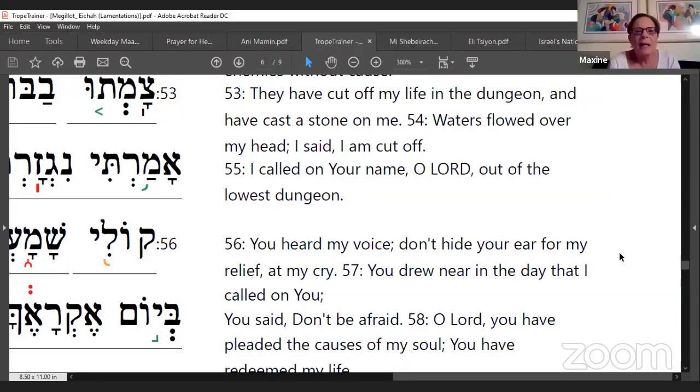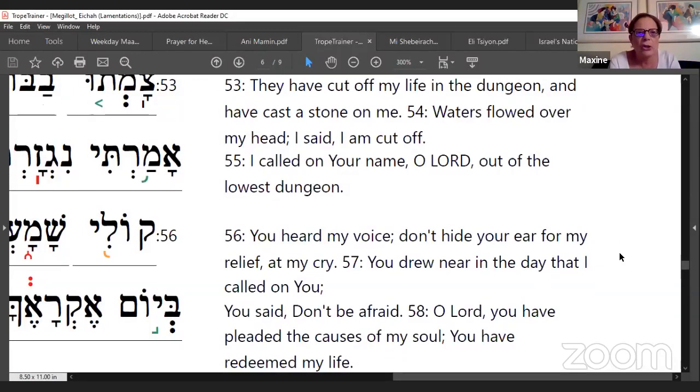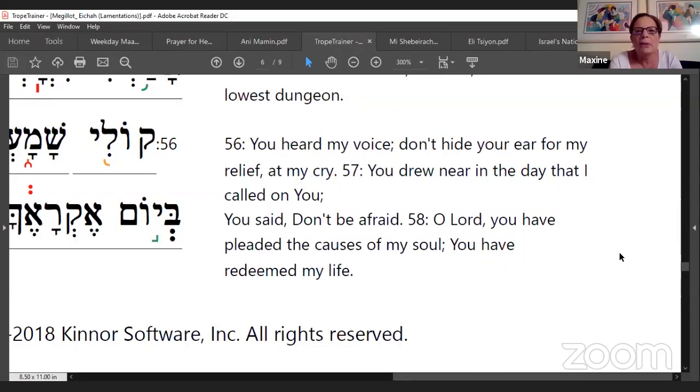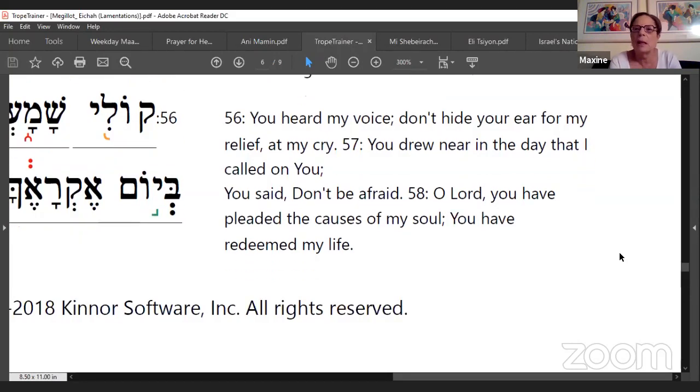They have cut off my life in the dungeon, and they have cast a stone on me. Waters flow over my head. I said, I am cut off. I called on your name, O Lord, out of the lowest dungeon. You heard my voice. Don't hide your ear from my relief or my cry. You drew near in the day that I called on you. You said, don't be afraid. O Lord, you have pleaded the causes of my soul. You have redeemed my life.